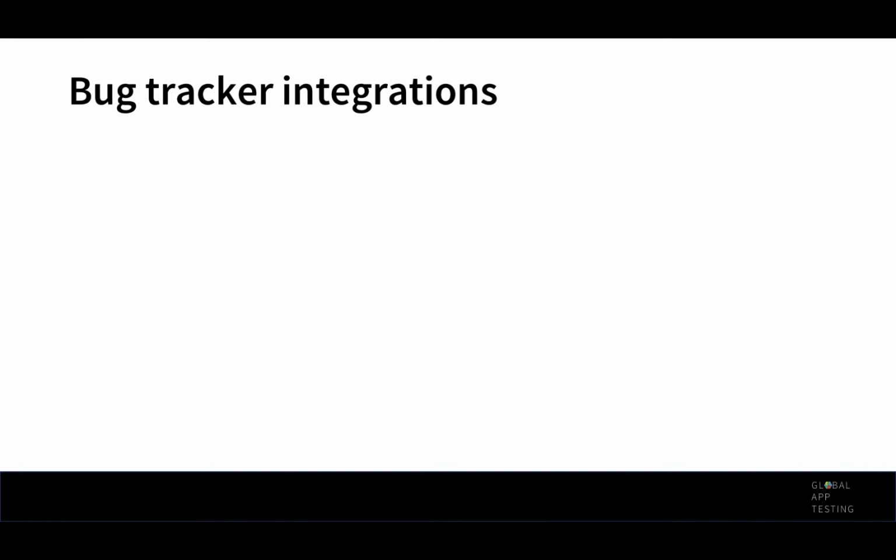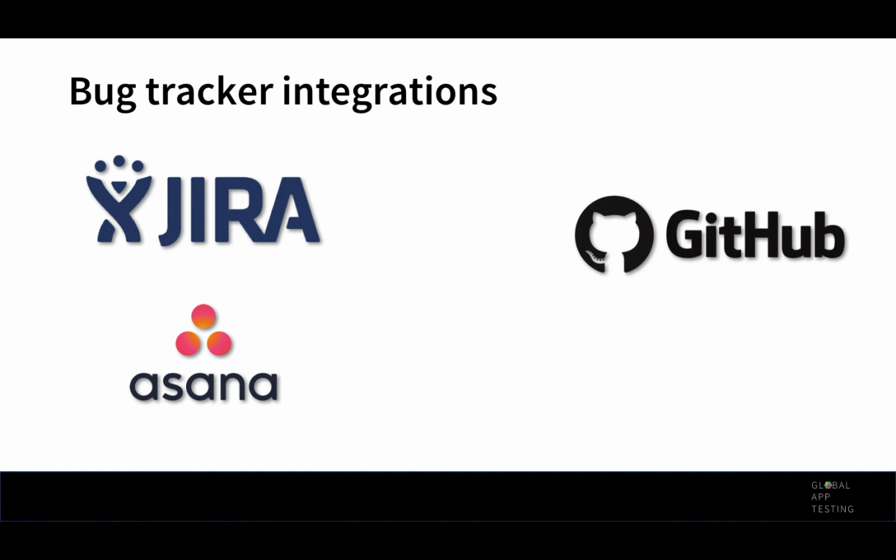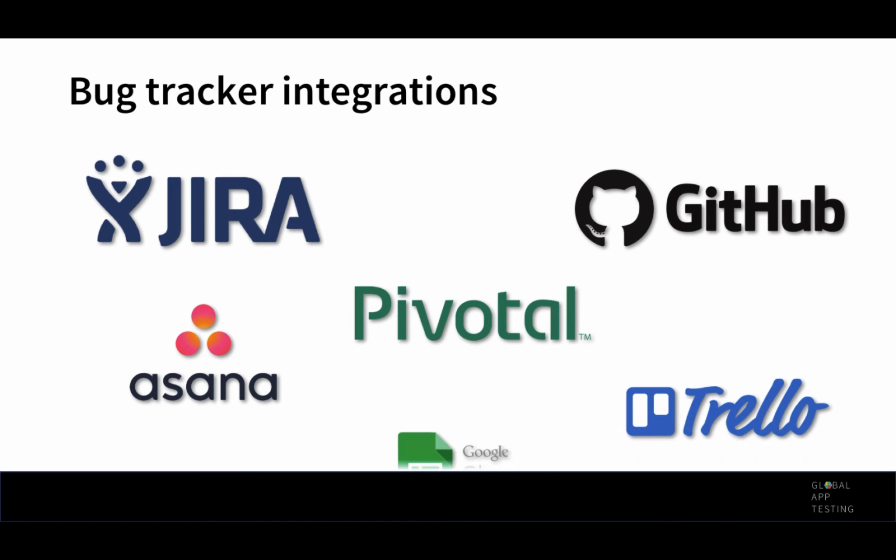Bug tracker integrations. When you use GitLab App Testing, we integrate with all the bug trackers: Jira, Asana, GitHub, Pivotal, Trello, and even Google Sheets. We have some companies that prefer to get their bugs in Google Sheets, which is fine. But one of the biggest benefits is that all the bugs you get from us include video recordings and steps to reproduce.